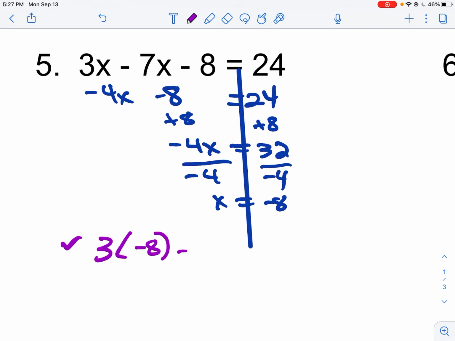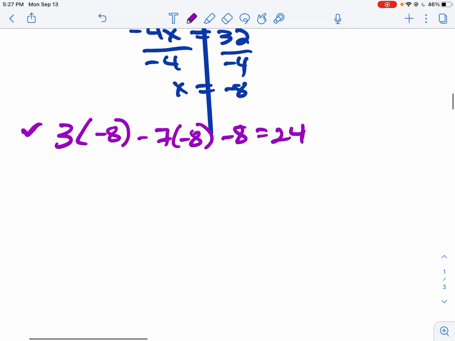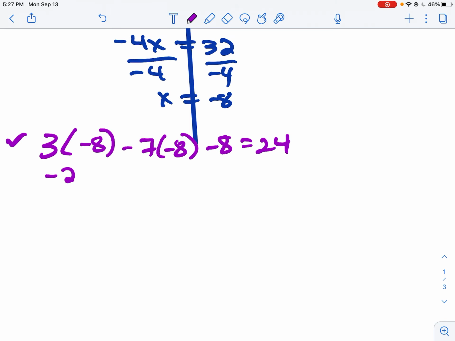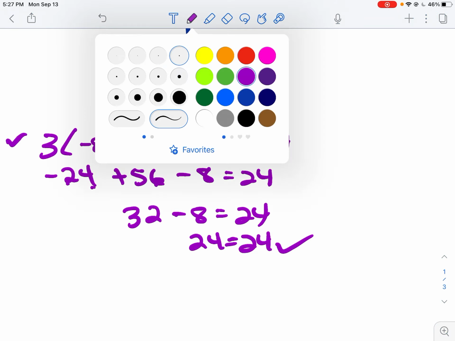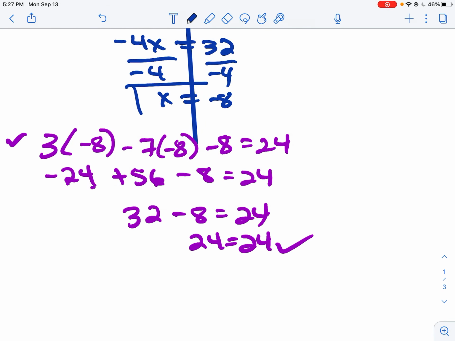Then I'm going to plug it in to make sure that I have the right answer. 3 times negative 8 minus 7 times negative 8 minus 8 equals 24. So let's try this. So negative 24 plus 56 minus 8. 56 minus 24. So 6 minus 4 is 2. 5 minus 2 is 3. Minus 8. Yep, that works.